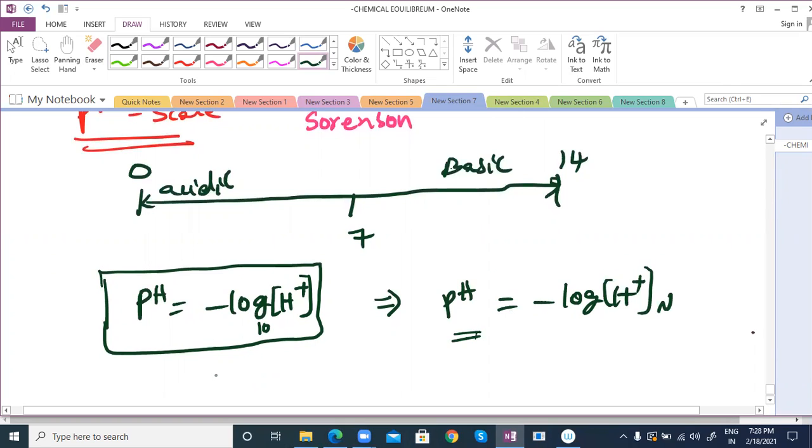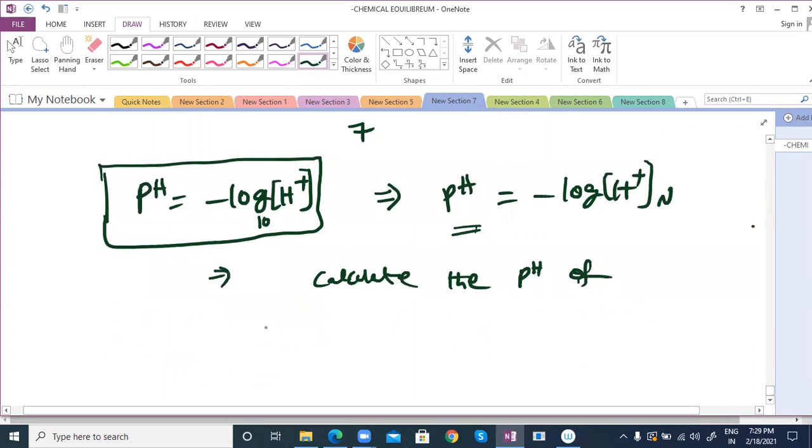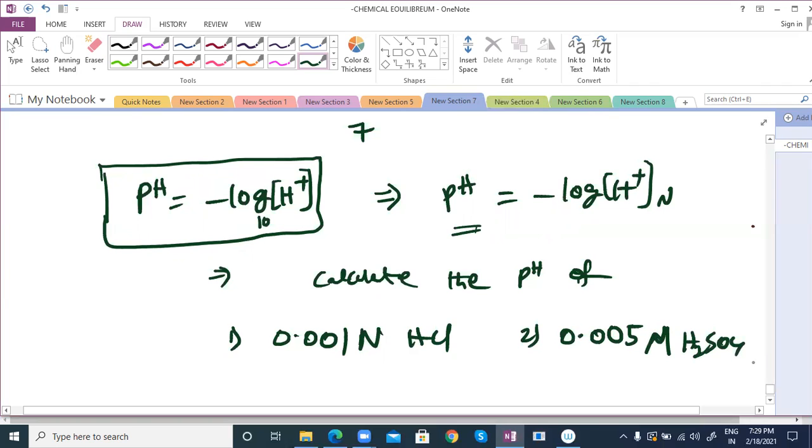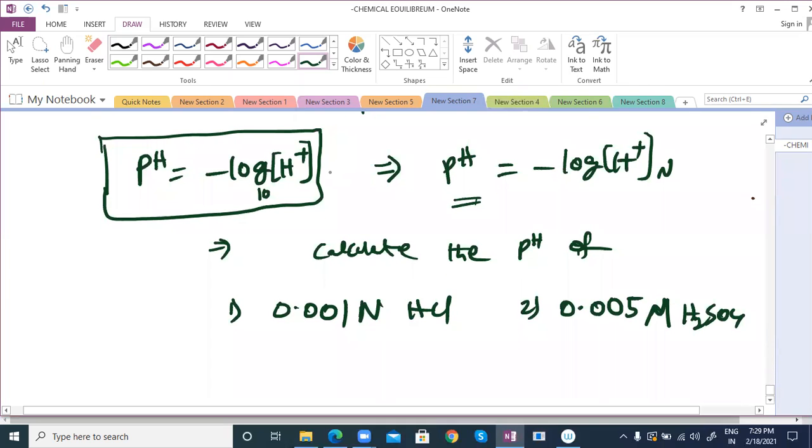Suppose I'm giving one small question. Calculate the pH of 0.001 normality HCl, and second one, 0.005 molarity H2SO4. So this is the concentration. Anyway, square bracket indicates concentration. Then how to calculate pH of the solution?